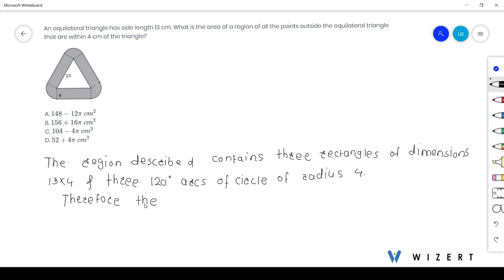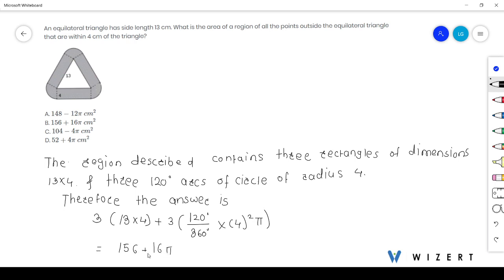the answer will be 3 into 13 by 4 plus 3 into 120 degree divided by 360 degree into 4 square pi. So it is 156 plus 16 pi.